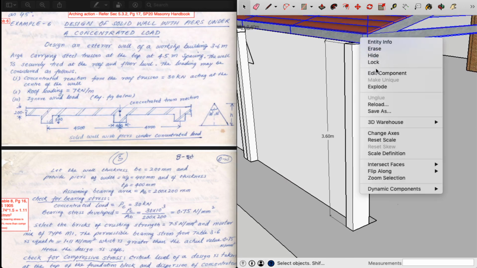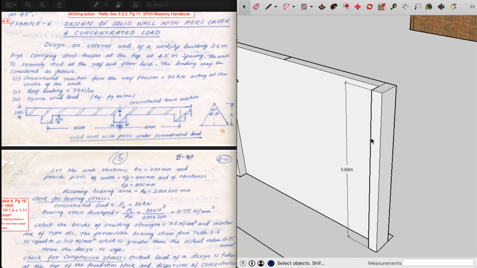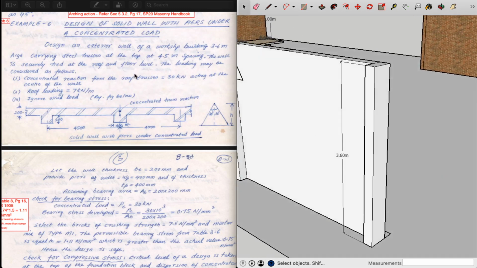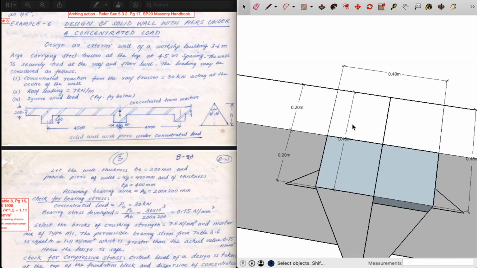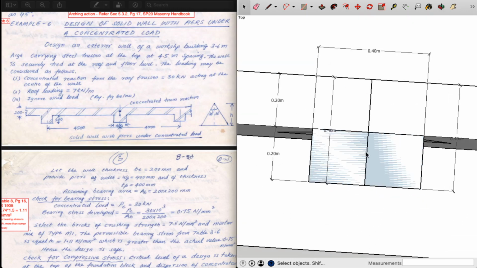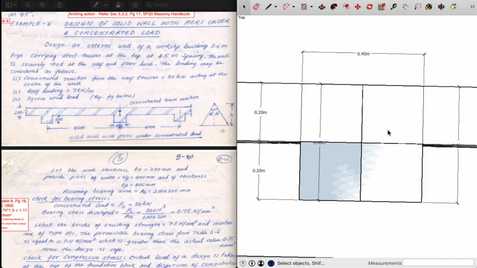So let me just hide the truss. So you can see it is a 3.6 meter high wall, and furthermore we have some more cross-sectional dimensions that need to be addressed. This is a wall with piers, so we need to make sure that we consider the stiffening coefficient as well. The width of the pier is given as 0.4 meter or 400 mm.